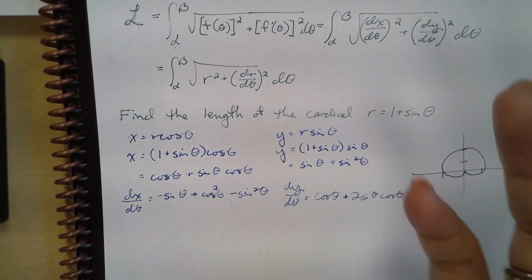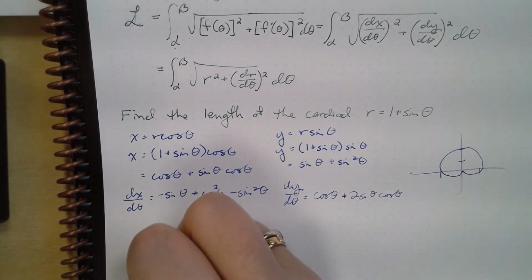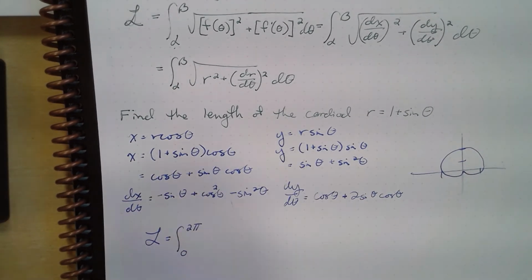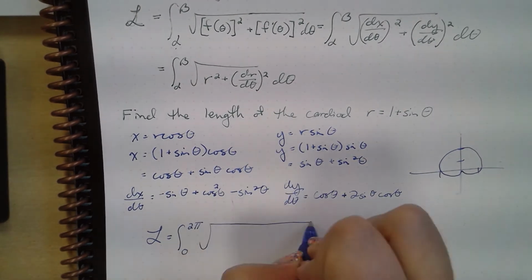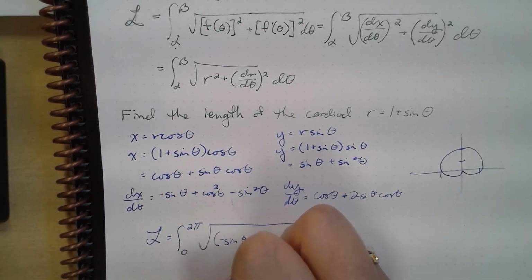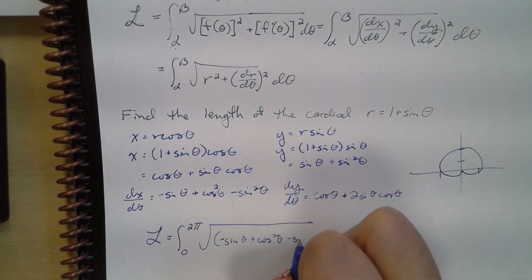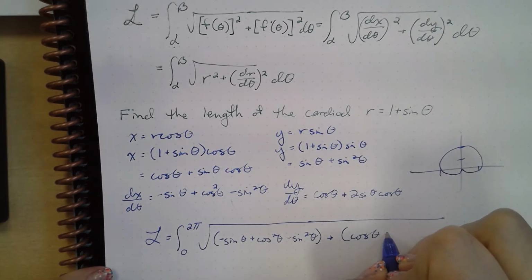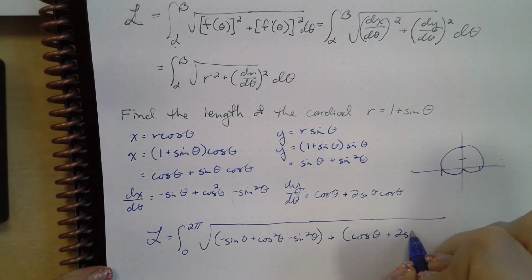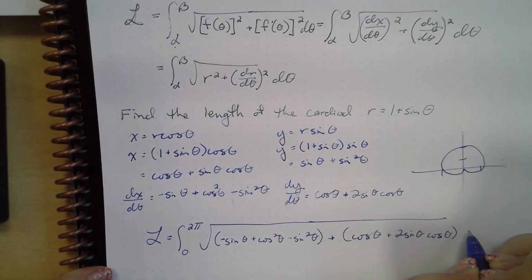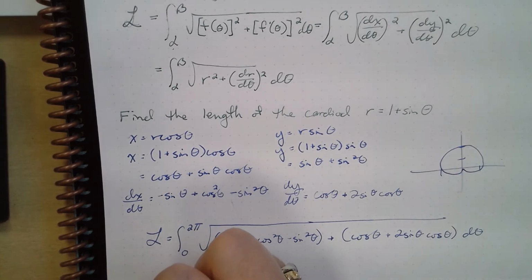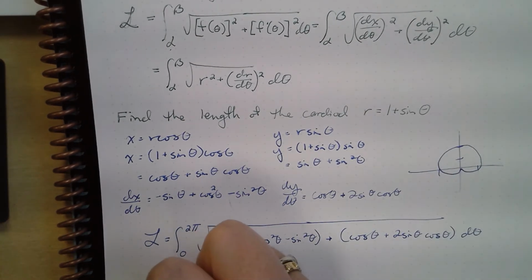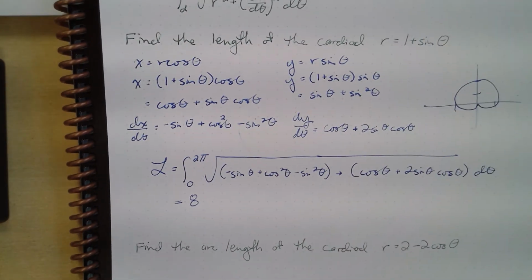Okay, so now what's our arc length? Well, our arc length is going to be equal to the integral from 0 to 2 pi, that's a pretty easy one because we don't have to go that far, of the square root of negative sine theta plus cosine squared theta minus sine squared theta, squared, plus cosine theta plus 2 sine theta cosine theta, squared, d theta. And this equals, I'm going to put it in my calculator, 8.